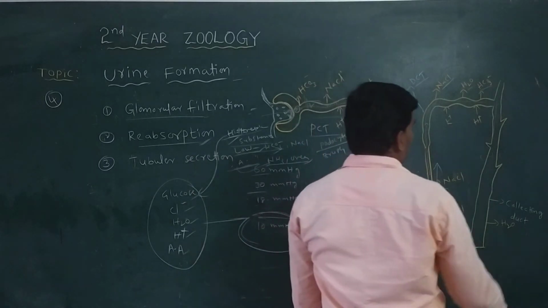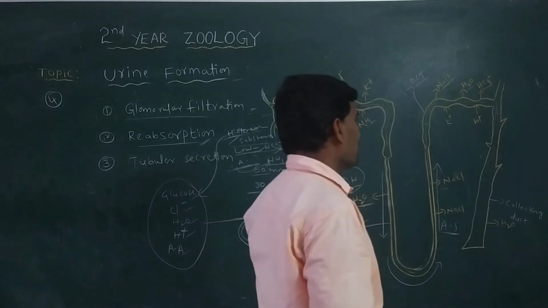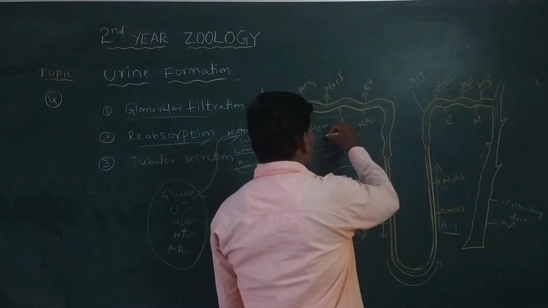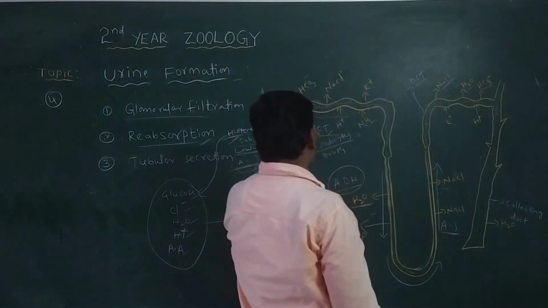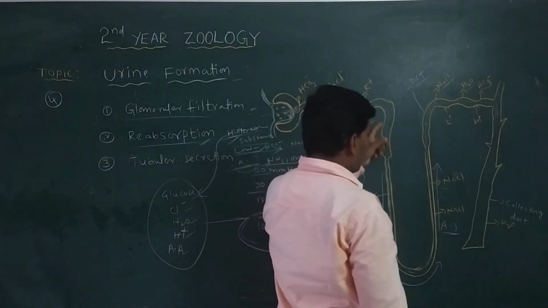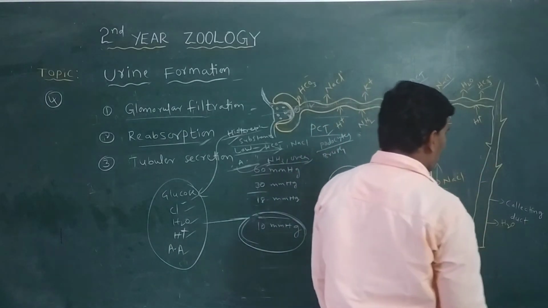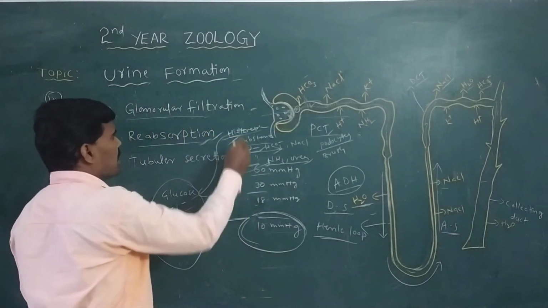In the collecting duct, only water molecules remain. 80 or 90% of the water is completely reabsorbed in the PCT, loop of Henle and DCT. Only hypotonic urine enters the collecting duct, and hypertonic urine is formed. So that is reabsorption.